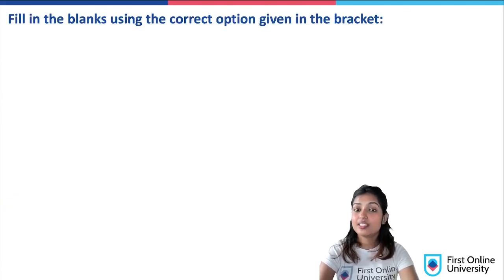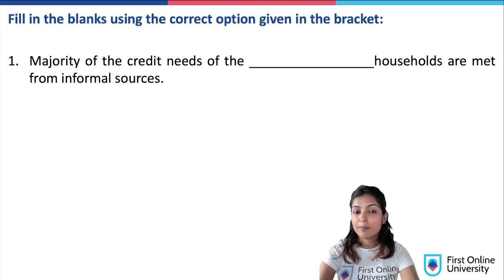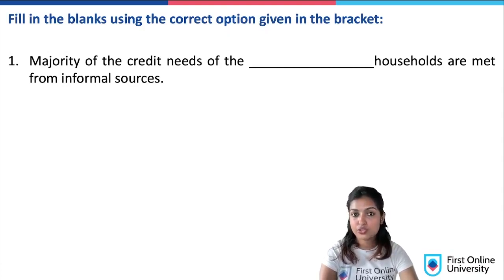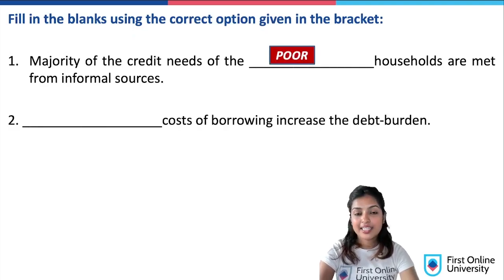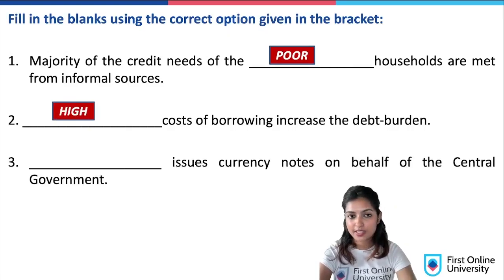Fill in the blanks using the correct option given in the bracket. Majority of the credit needs of the dash households are met from informal sources. You have to choose between rural or urban. That is poor households, rural. Dash costs of borrowing increase the debt burden, high or low. Choose from these two. It is high cost of borrowing that increases the debt burden.